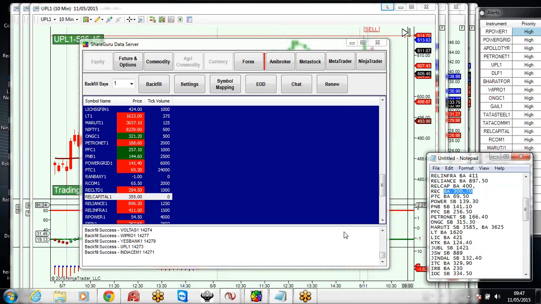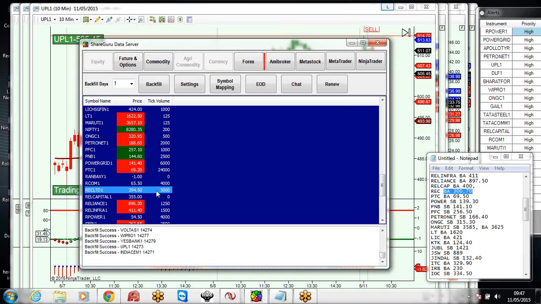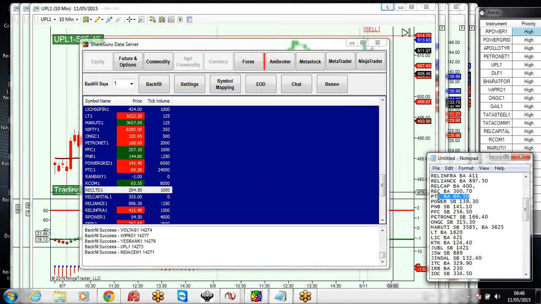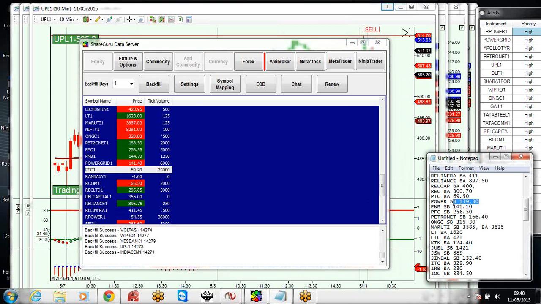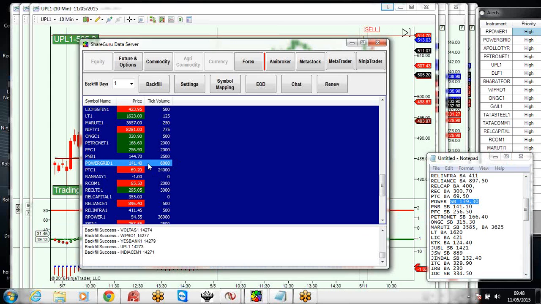REC should buy above 370. It's 294. PTC 69.50 is a buy. Now it is at 65. Sorry, 69.20. Another 30 paise and the call will get triggered. Power Grid, our buy is 139.30. You can see it's at 140.